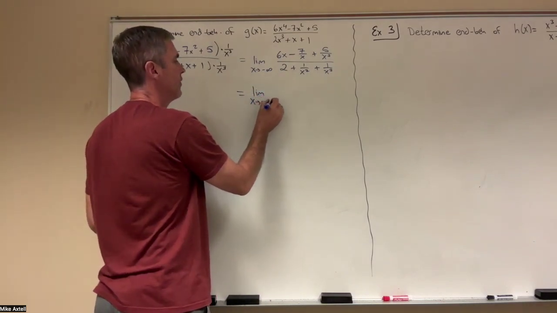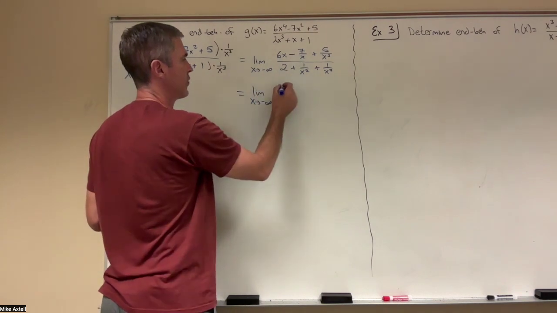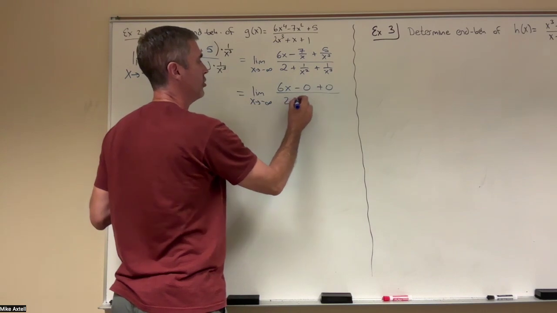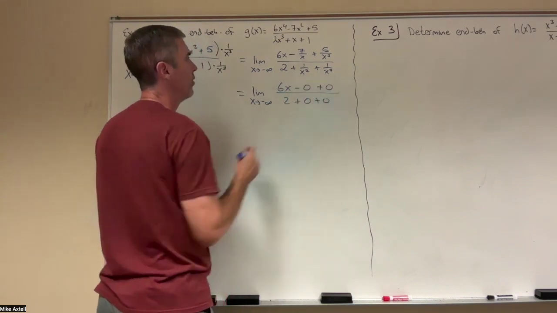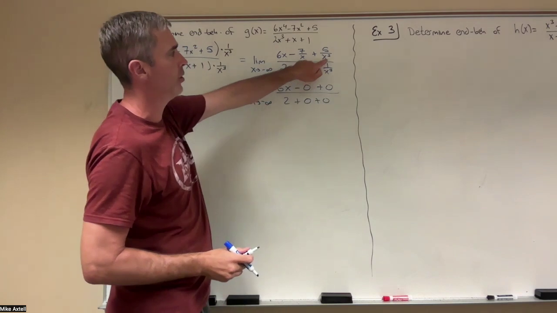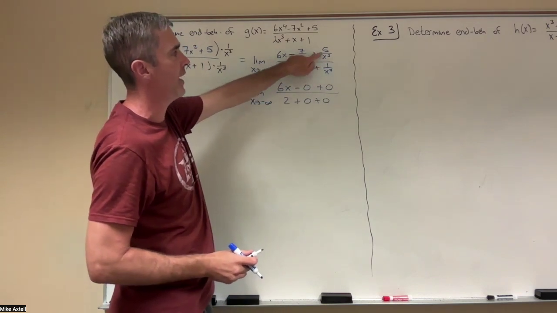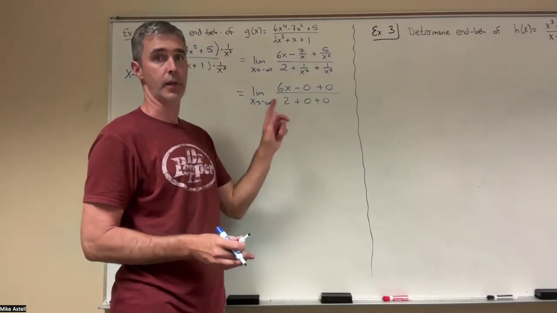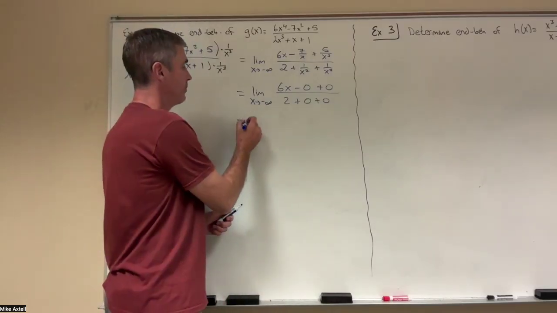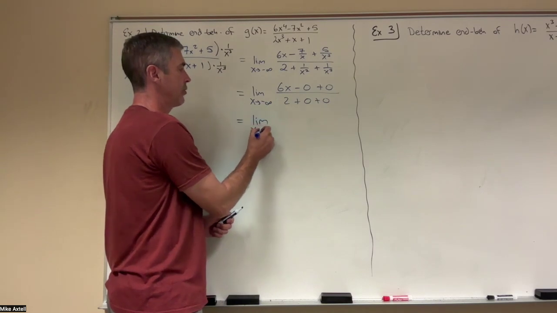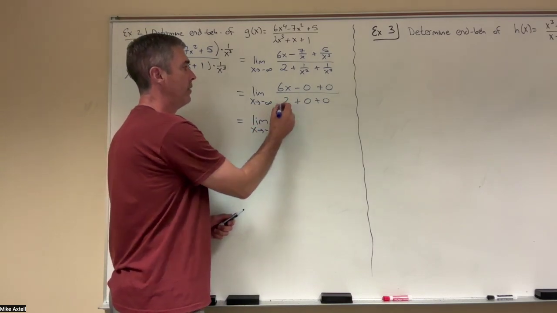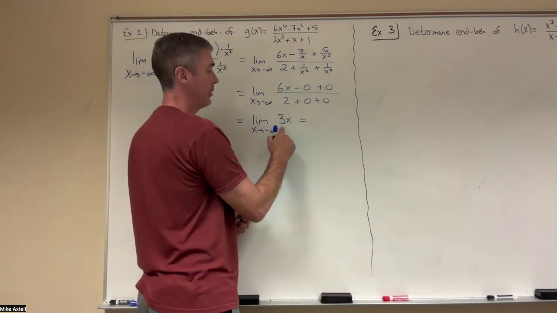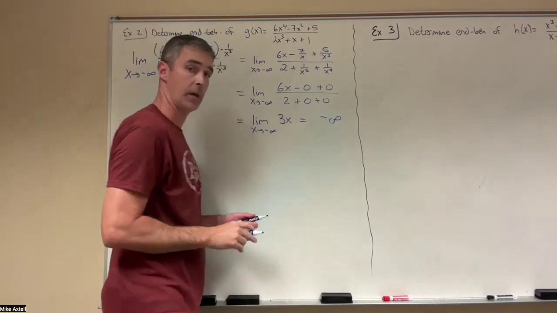As x approaches negative infinity, let me just take care of the fractions first of all. I'm getting a 6x minus a 0 plus a 0 on top, and 2 plus a 0 plus a 0 on the bottom. Remember, a large negative number, cube it, that's still a large negative. 5 over a large negative is a tiny negative fraction, pretty close to 0, so we call it 0. So this simplifies to the limit as x approaches negative infinity of 3x, which is equal to 3 times large negative infinity.